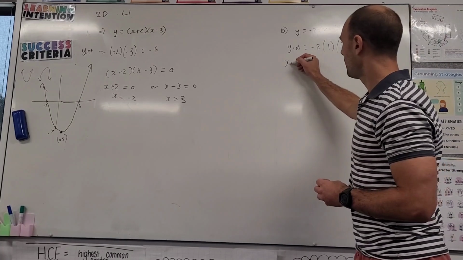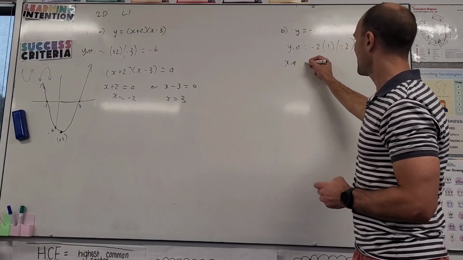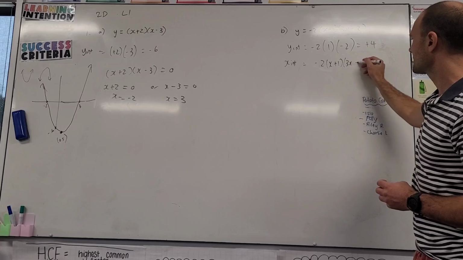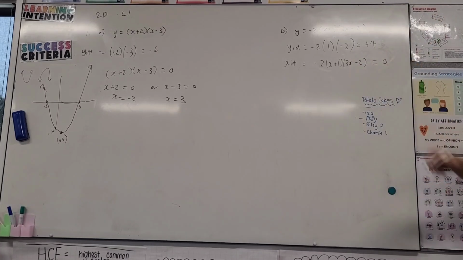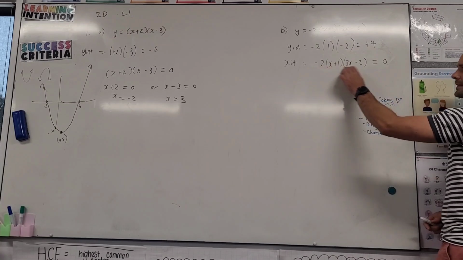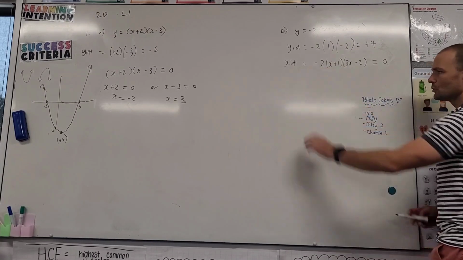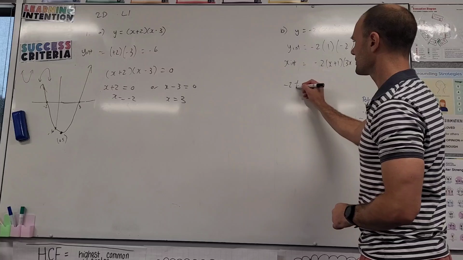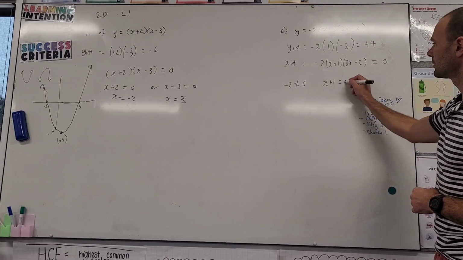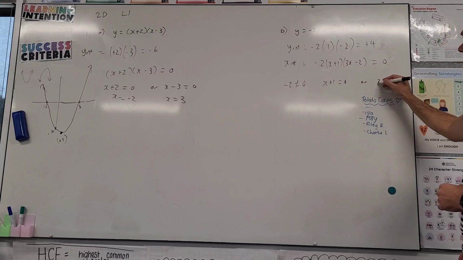X-intercepts occur when y is 0. So that means our function, -2(x + 1)(3x - 2) = 0. We've set the function to 0. Now what we have here is 3 things multiplying together, right? Well, minus 2 doesn't equal 0, so that's not part of the null factor law, but x + 1 could be 0, or 3x - 2 is 0.